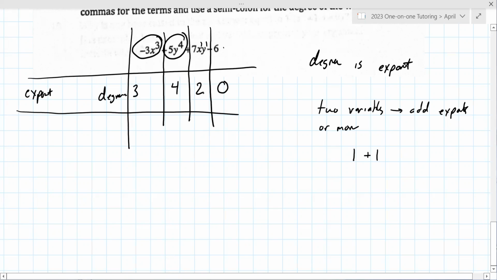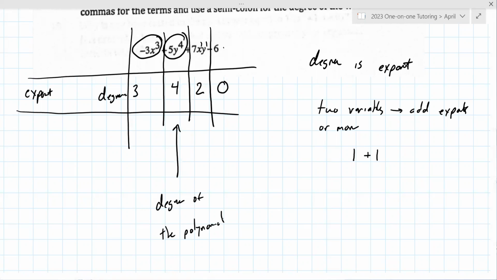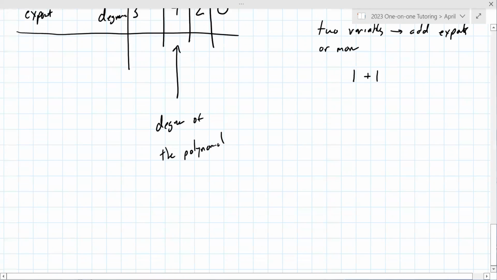Now, what is the highest degree that you see? Which is the biggest? 4. Okay, so this is the degree of the polynomial. So the degree of the polynomial is the biggest exponent. Yes. Okay. Sound good? Yeah. Okay, so let me give you one to try here.